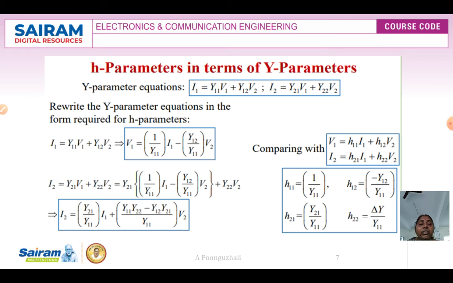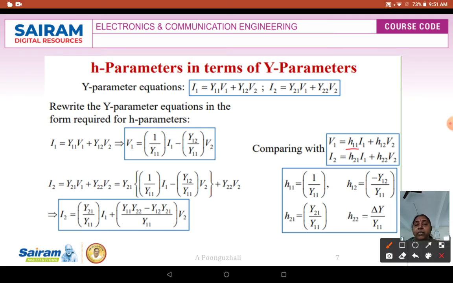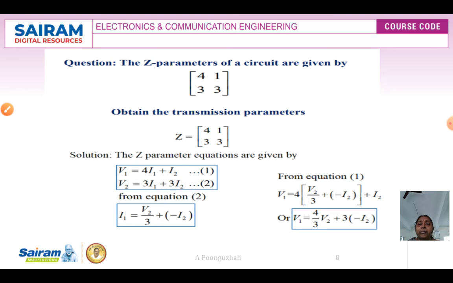Now I can compare these expressions. The v1 equation gives h11, which is going to be 1 by y11. h12 is minus y12 by y11. h21 is y21 by y11. h22 is going to be del y by y11. So these are your h parameters in terms of y parameters.